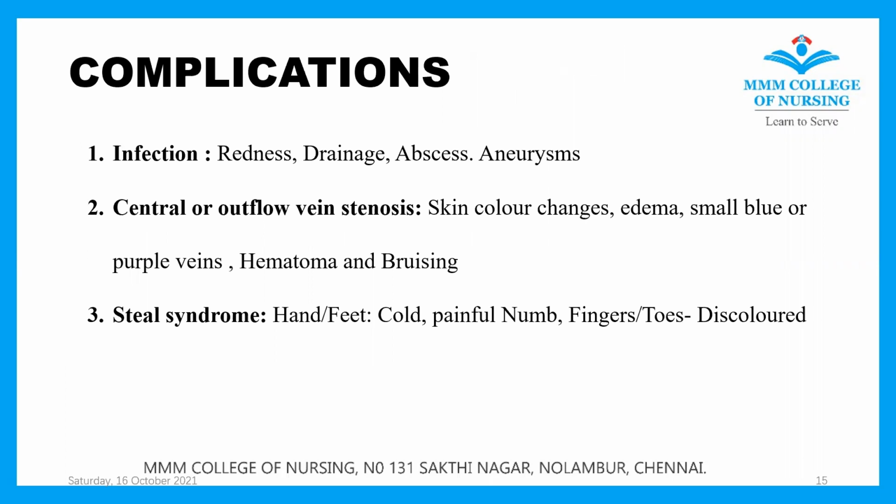What are the complications the patients may be prone to? First one is infection. How to identify? There will be skin changes like redness, drainage, abscess, and aneurysm formation. The second complication is central or outflow vein stenosis, which can be identified by skin color changes, edema, blue or purple veins appearing, and hematoma and bruising.